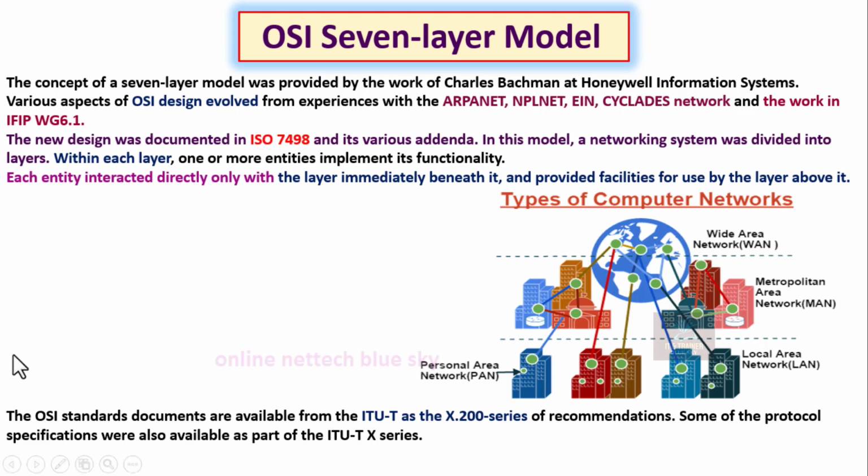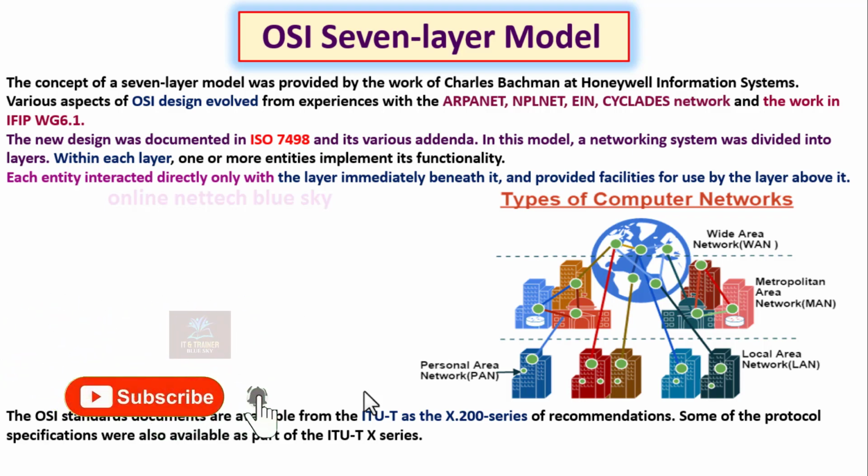The OSI standard documents are available from ITU-T as the X.200 series. This means ITU-T provides the documents with specific entries for your computer. Recommendations for the protocol specifications are also available as part of the X series. Protocol specifications were created in different ways, for different reasons, and are usable for each protocol.